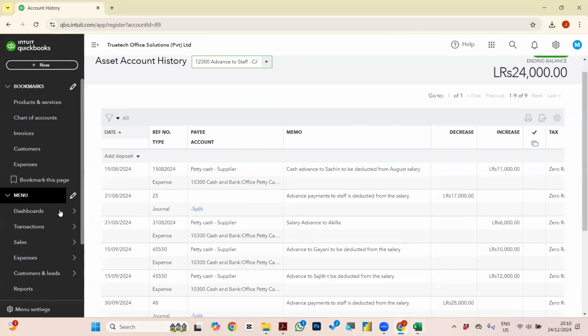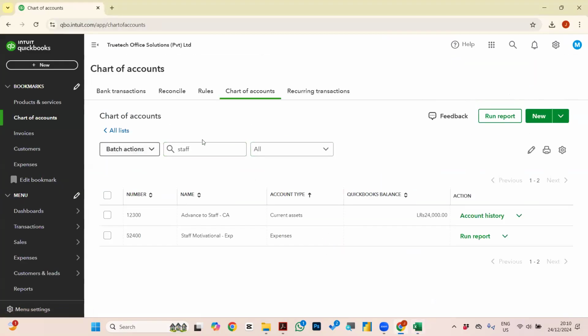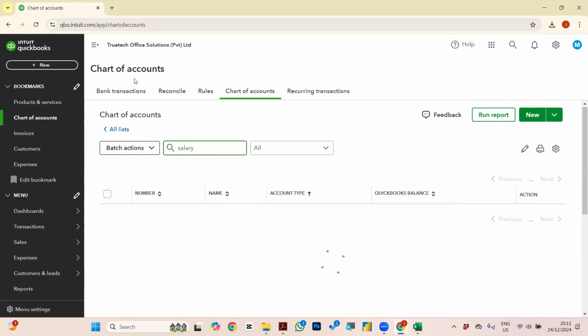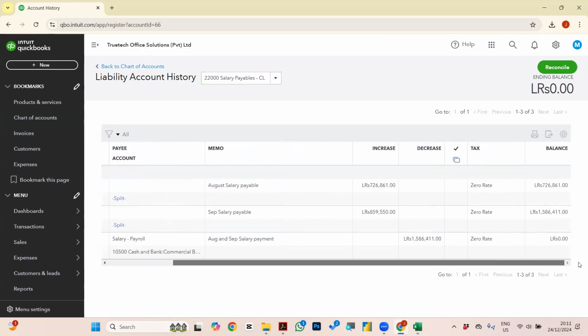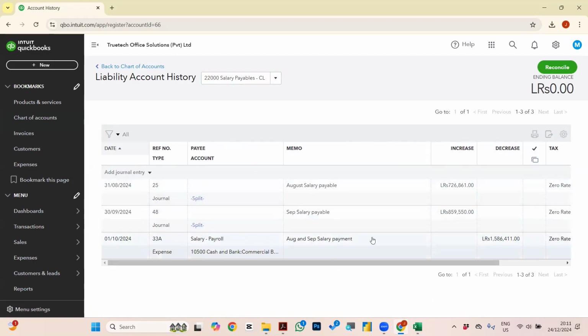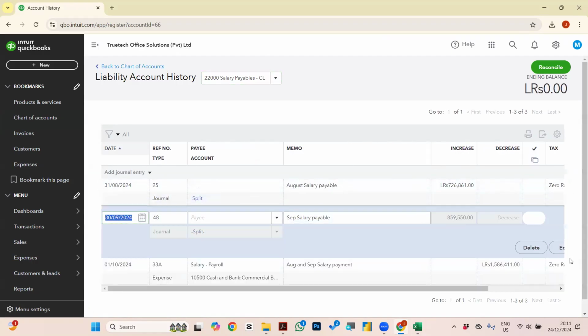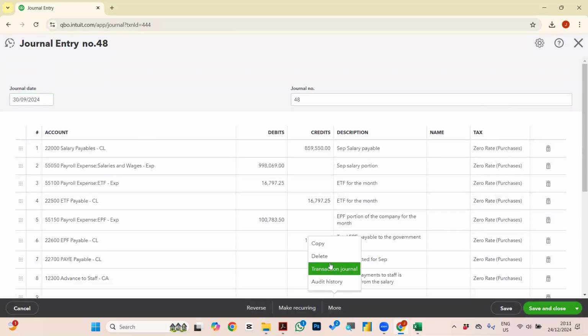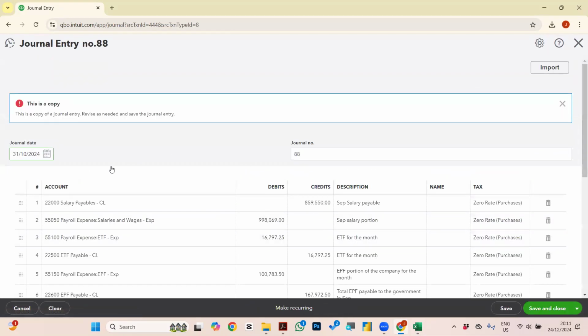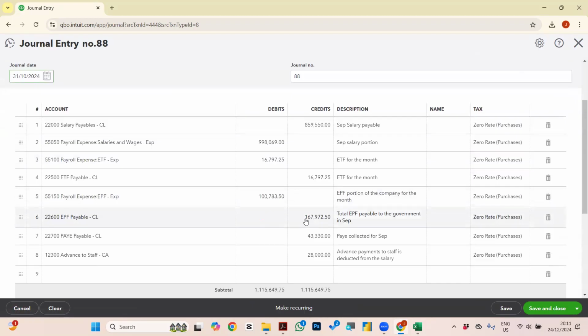I can go here. I can find the previous entry. So I always do that. I will encourage you to do that as well. So go to salary payable, I guess. Salary payable is empty, 0, because we already made the payment, everything. So this is the September salary. I'm going to edit it, and then copy it for the month of October. So I'm copying it. The date is correct already. Not going to do anything with the journal number.